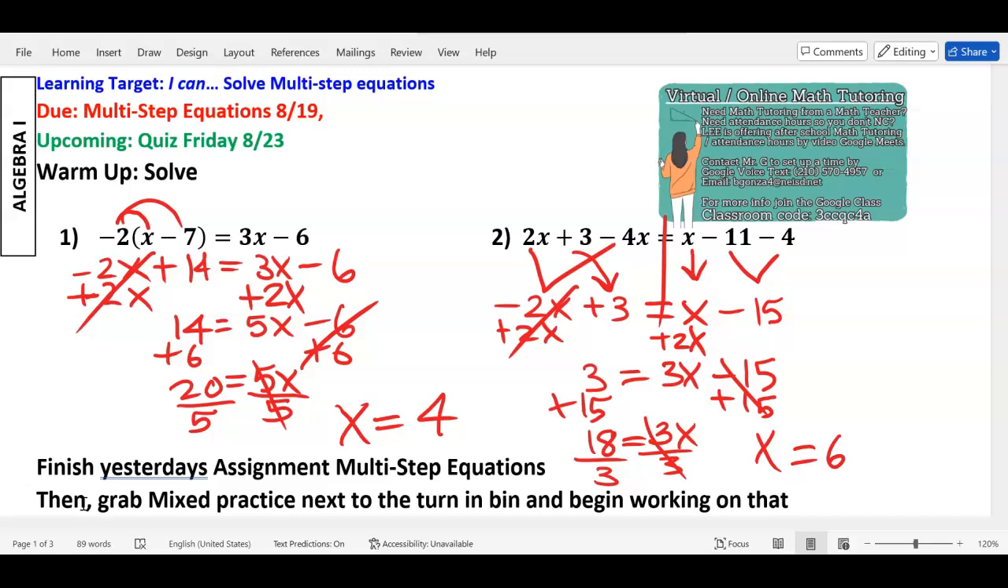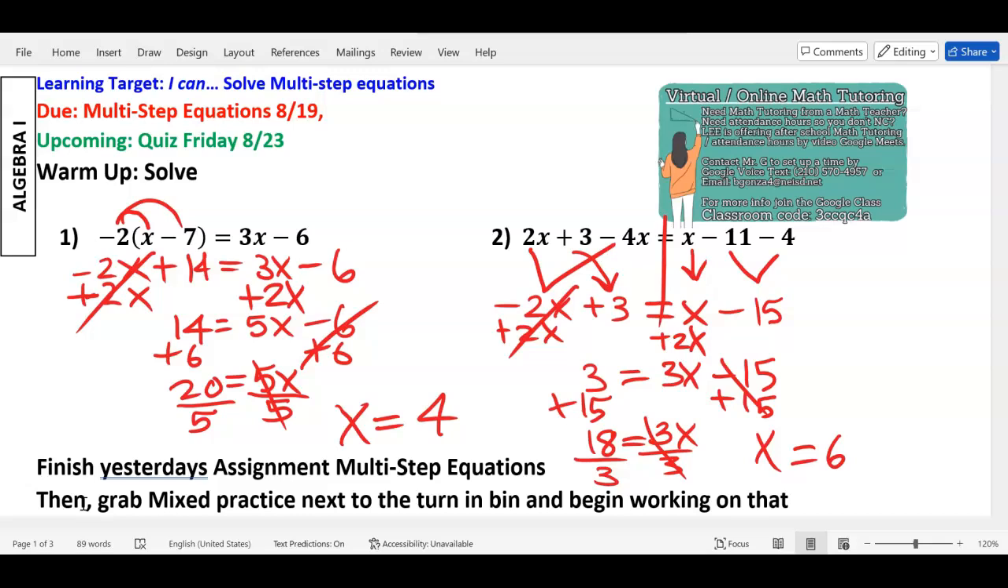So you're going to see all types of stuff. Distribution, x is on both sides where you get rid of one, or x is on the same side where you combine them. You can see any of these variations, okay? We are officially in multi-step mode.